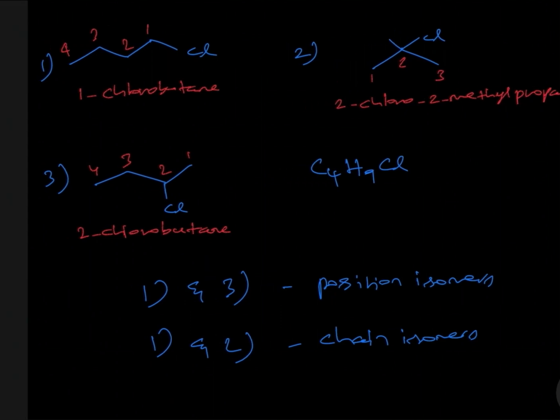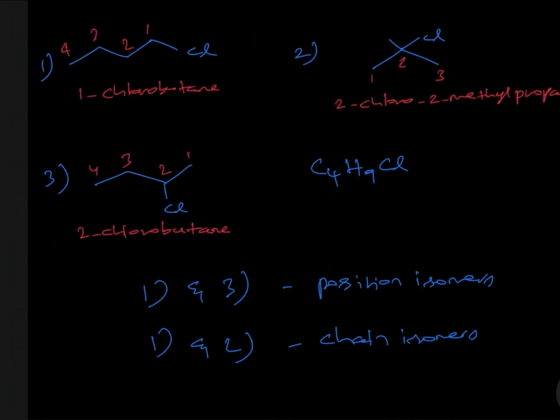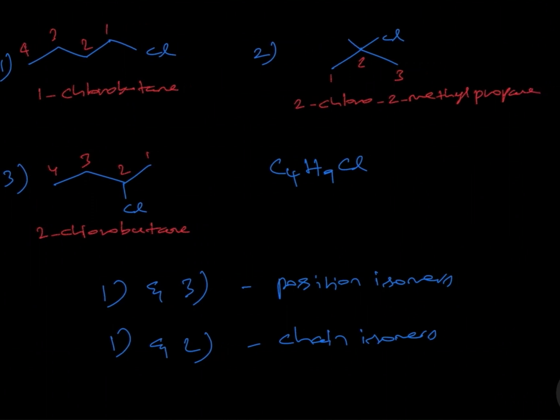Remember the condition for position isomerism? Same molecular formula, same carbon skeleton, that means same parent chain. In 1 and 2 we do not have the same parent chain, we have 2 different parent chains. So if we are making a comparison between 1-chloro-butane and 2-chloro-2-methyl-propane, then we are talking about chain isomerism, and likewise 2 and 3 are also chain isomers.